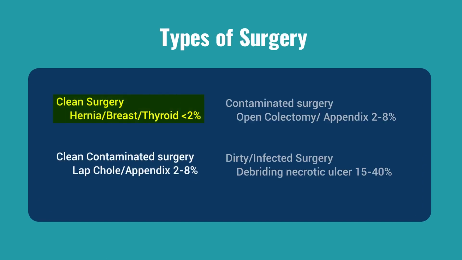One of the most important factors is the type of surgery. If it is a clean surgery like a hernia, breast, or a thyroid surgery, the incidence is less than 2%. The clean contaminated surgery like a lap chole or infected appendix has an incidence of 2 to 8% of SSIs. Contaminated surgery as in an open colectomy or appendicectomy is 2 to 8%. Dirty and infected surgeries like debriding necrotic ulcers, the incidence is as high as 40%.